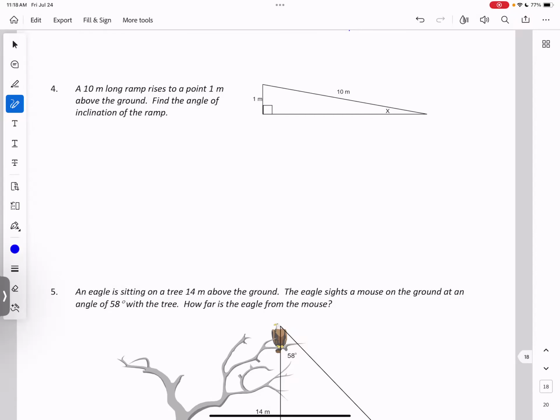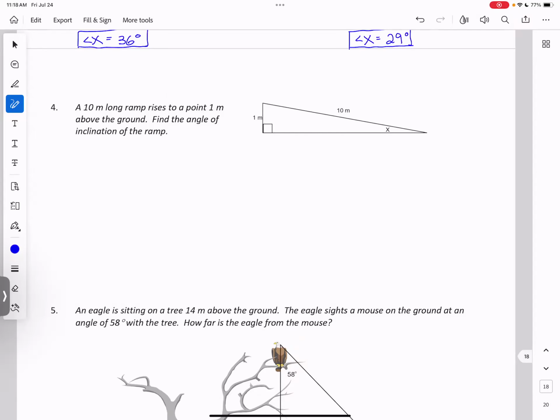Okay, let's finish this section with a couple of applications. So we have a 10-meter long ramp here, which is rising 1 meter above the ground. And so we've been asked to solve for angle x. So relative to our target angle x, the 1 is going to be our opposite side, and 10 is our hypotenuse. So we want to use a ratio involving O and H, which is sine. So sine of any angle theta is opposite over hypotenuse.